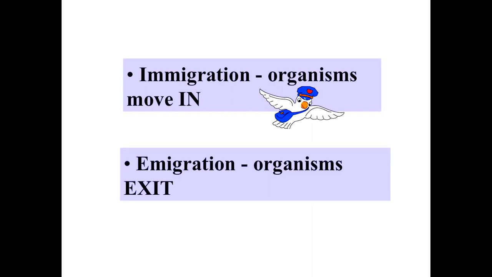For many ecosystems, we also need to consider movement between ecosystems or movement between populations. So when we have immigration, that's when organisms are moving into the population. And emigration is when organisms are moving out of the population. So immigration is also going to be positive, emigration is negative.